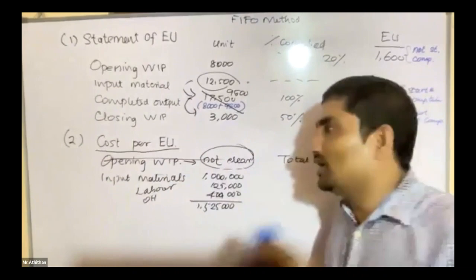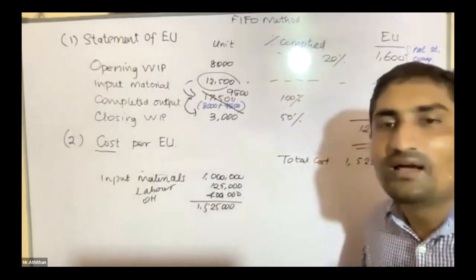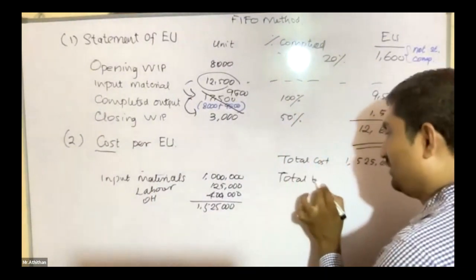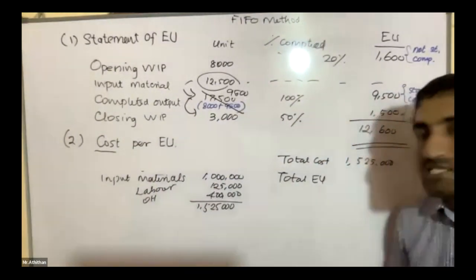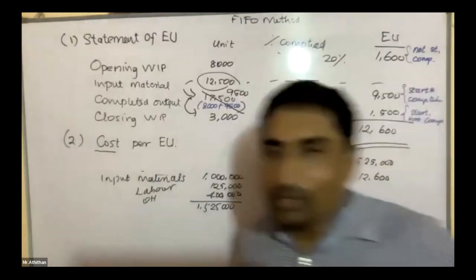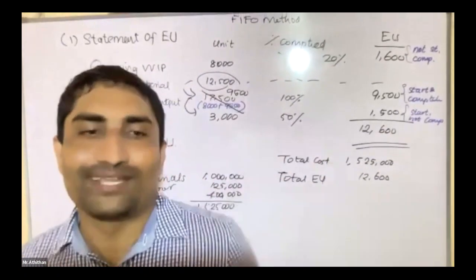We can even remove that. Only this month's cost we are going to worry about. And total equivalent units: 12,600. So total cost and total equivalent units we have to take.